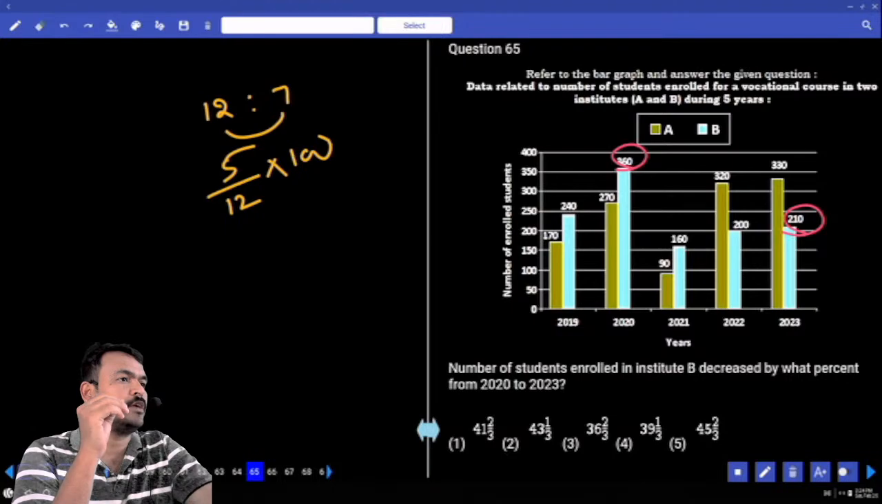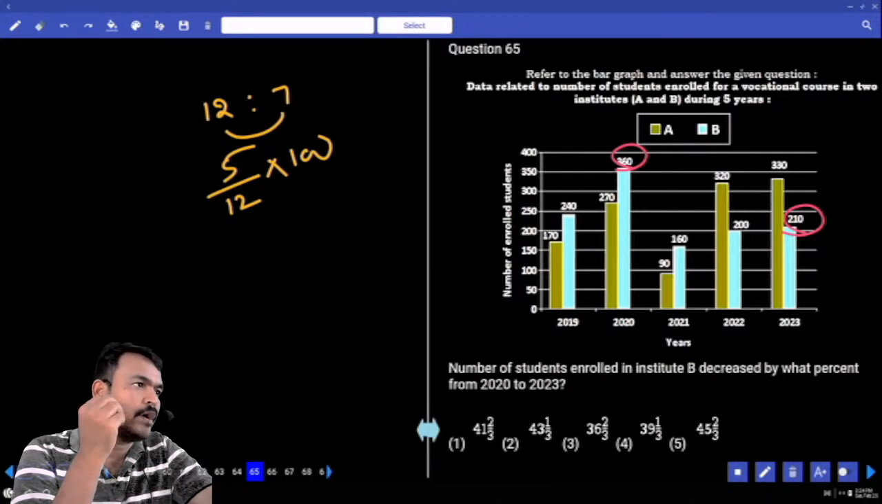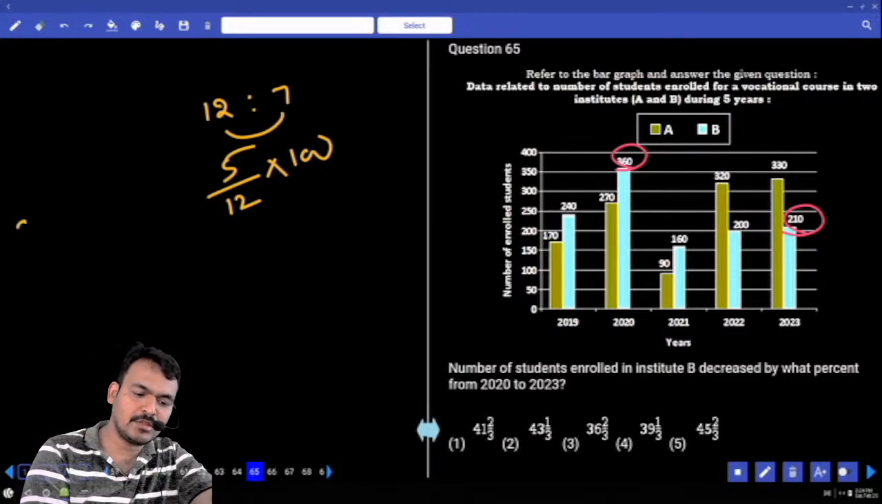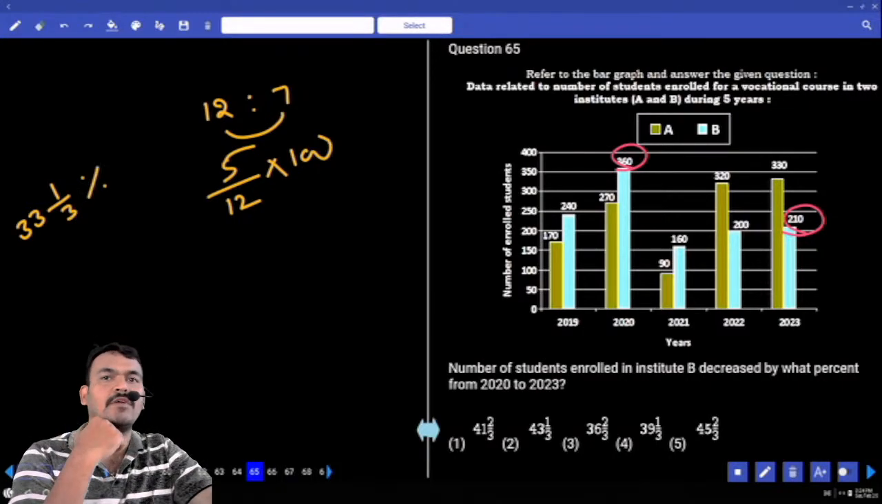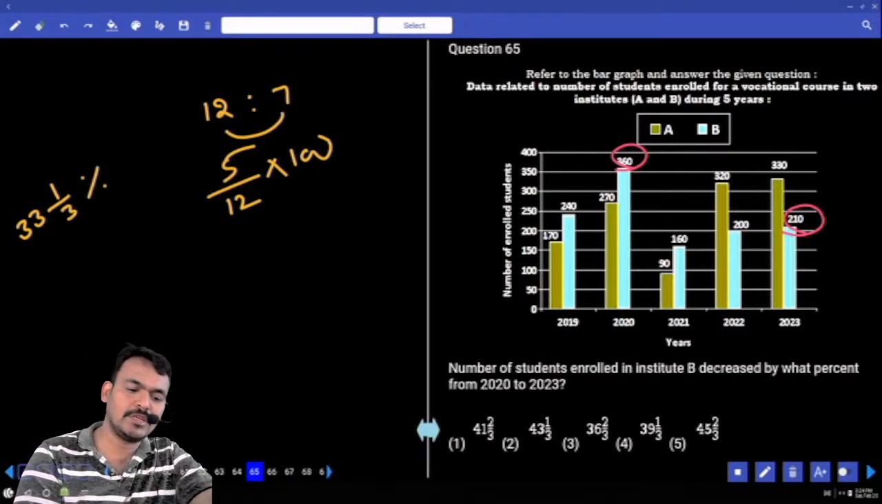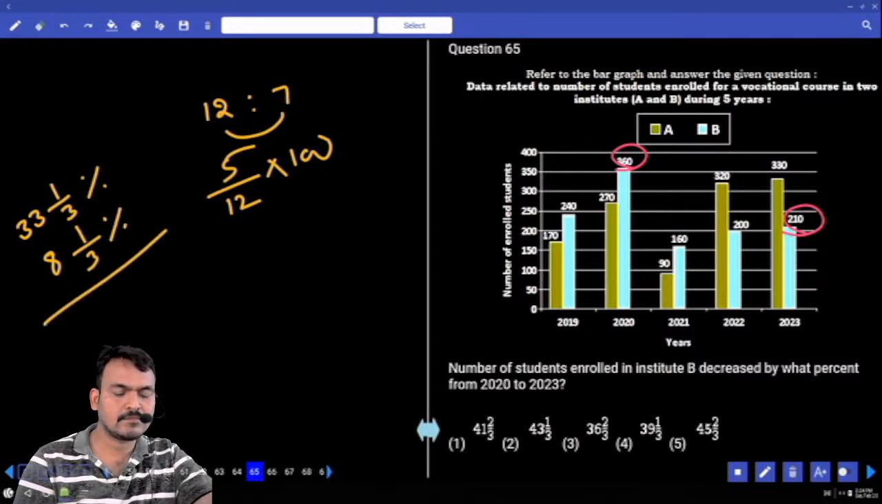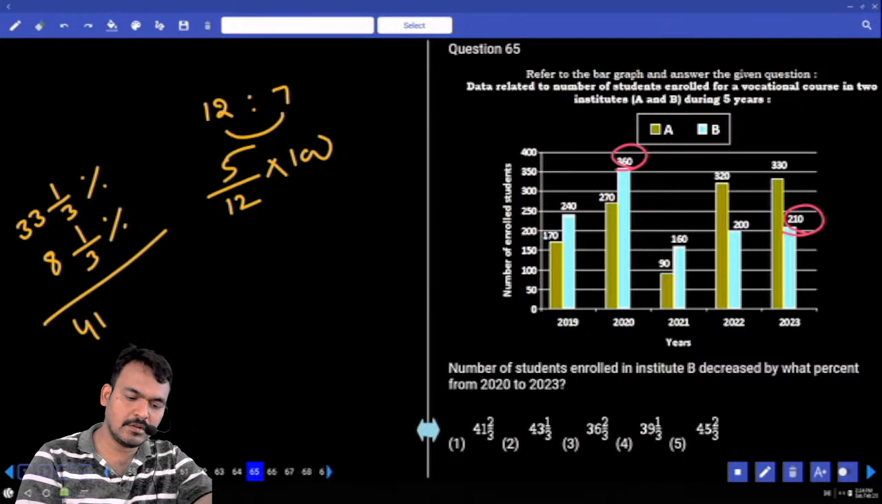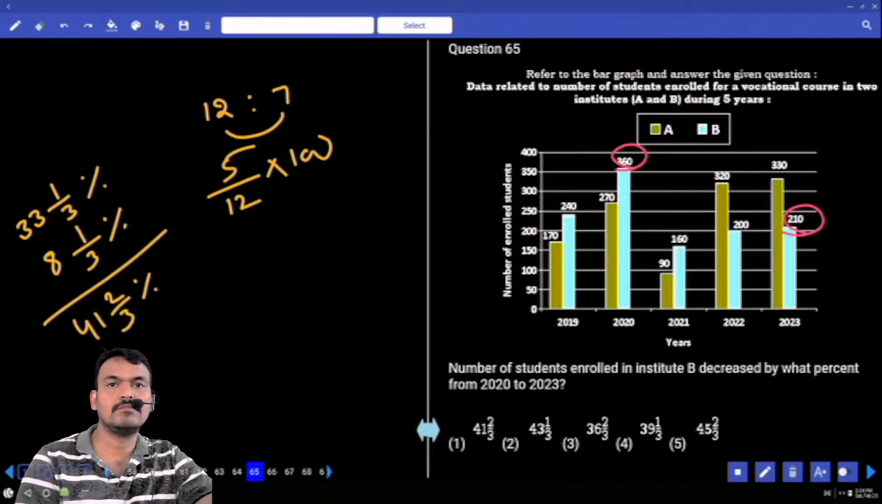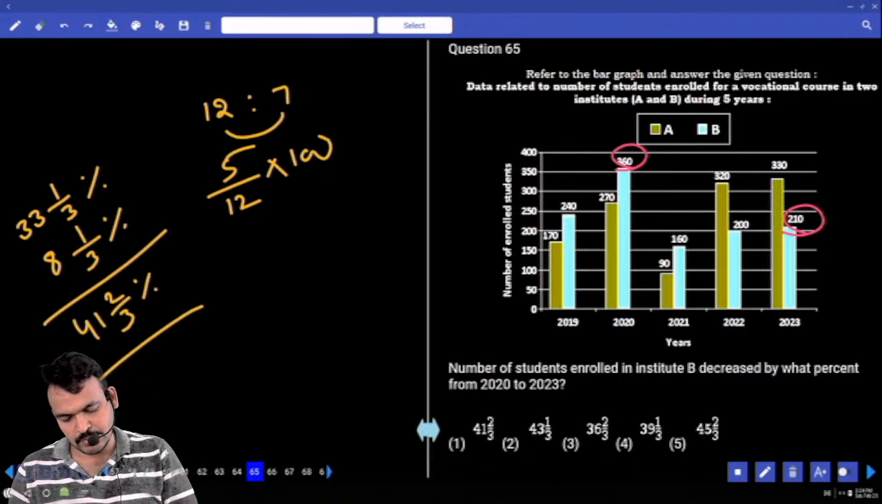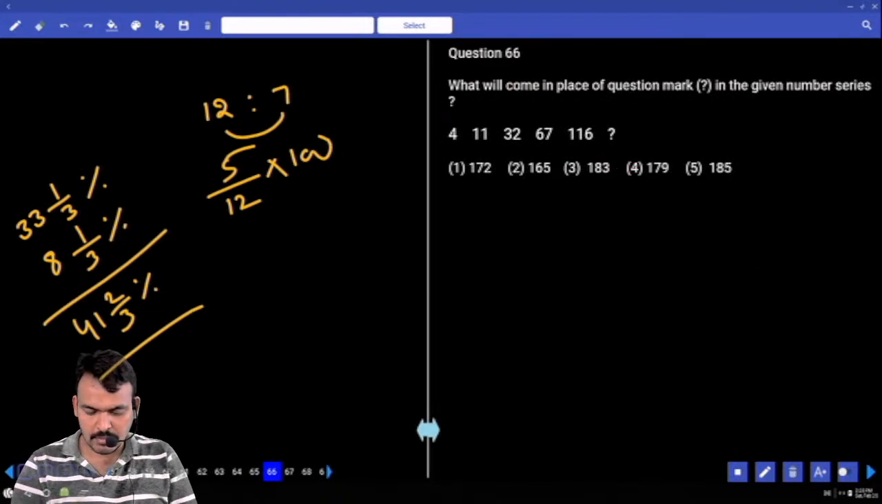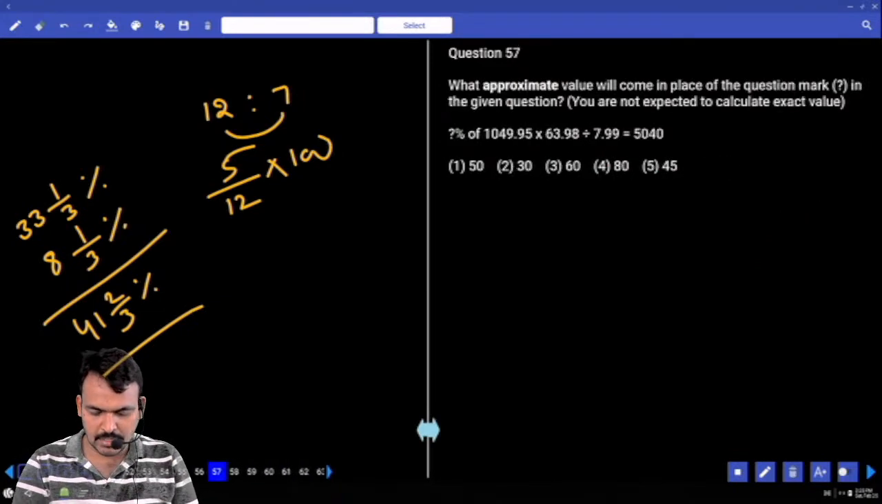5 by 12 means 4 by 12 plus 1 by 12. 4 by 12 means 1 by 3. 1 by 3 means how much percent? 33 1/3%. Again we require 1 by 12. 1 by 12 means 8 1/3%. Total it is 41 2/3%. Next question number 66, already completed. Next, arithmetic questions.